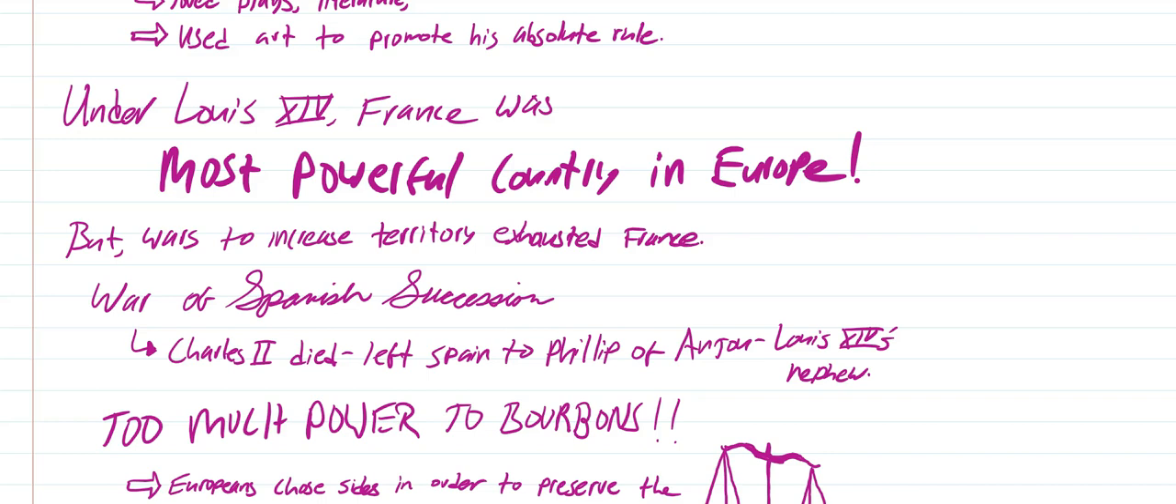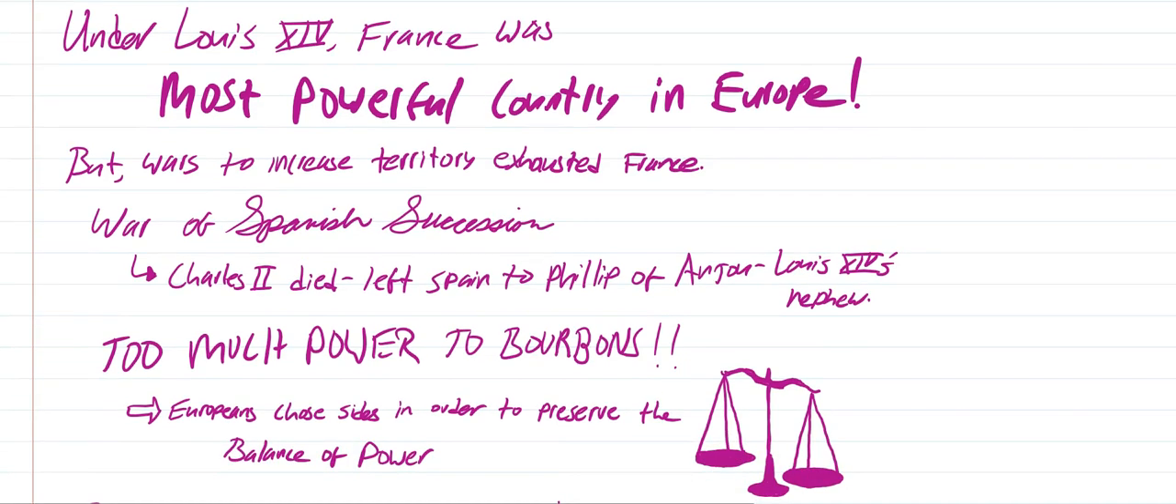So under Louis XIV, France was the most powerful country in Europe. But, you know, as is the case with Spain and among others, wars to increase territory exhausted France. They got involved in a lot of wars, including the War of Spanish Succession. And there wasn't enough money, even for the great Sun King, in order to continue this extravagant living and also fight these wars.